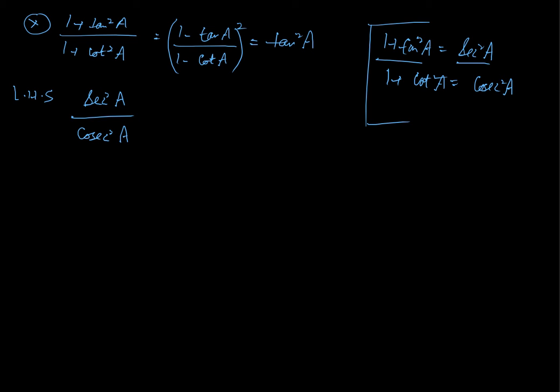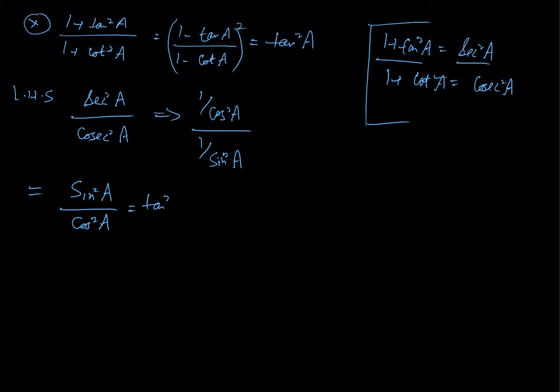But sec is the reciprocal of cos, right? So instead of sec²A, we can write 1 divided by cos²A, whole divided by cosec²A, which is the reciprocal of sine, so 1 divided by sin²A. This can be written using a/b divided by c/d equals a/b multiplied by d/c. So it'll be sin²A divided by cos²A, and that is equal to tan²A. So the first part we have proved is equal to tan²A.